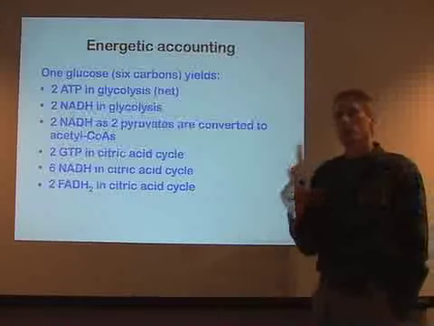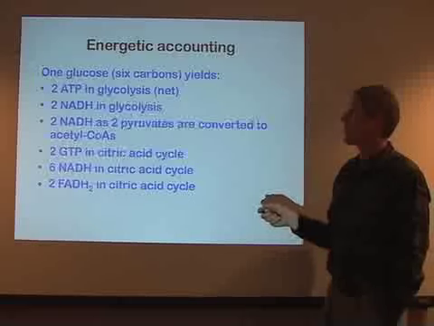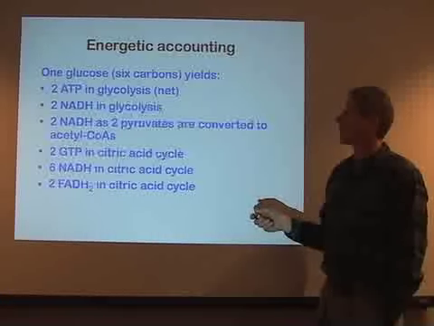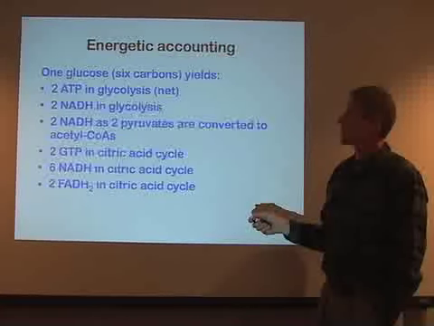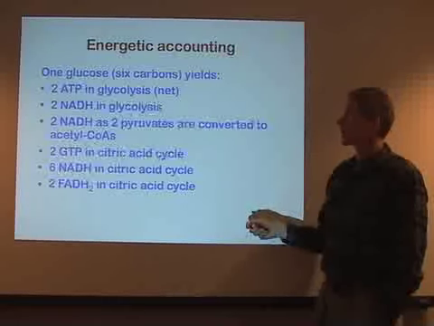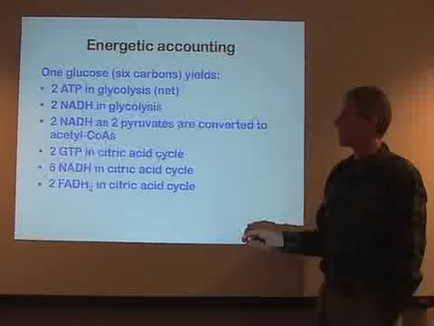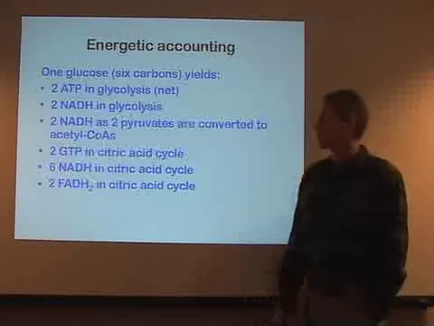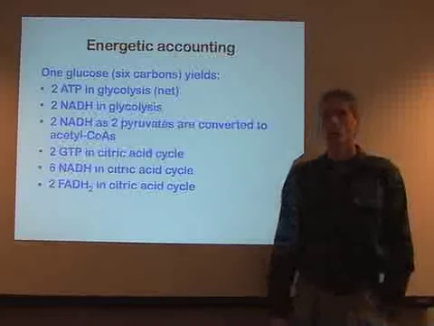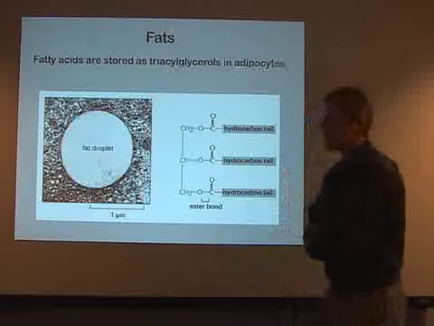So 1 molecule of glucose, that's a simple corn syrup sugar, gives you 2 ATPs in glycolysis. You have to put in 2 and you get 4 back. You get 2 NADHs in glycolysis, 2 NADHs in the TCA cycle. And then the pyruvates are converted into acetyl-CoAs, which go into the citric acid cycle to make GTP, 6 more NADHs, and 2 FADH2s. So you get a lot of energy, a lot more than you would if you took a match to it. From fats, you even get more energy. That's why fats are so good.